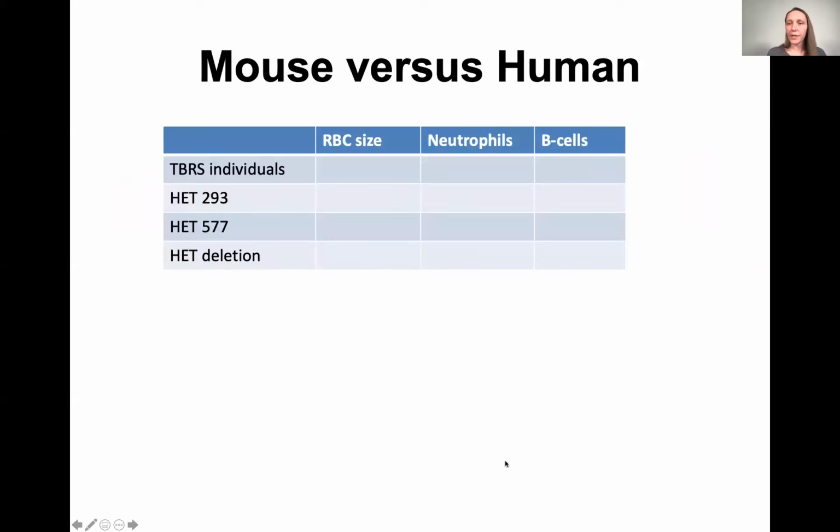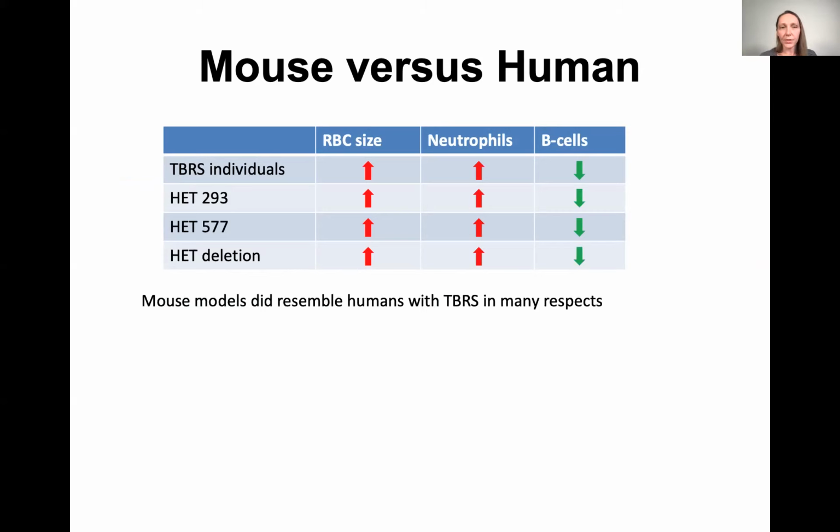And by and large, the findings that I described, we did find in the mice. So in our TBRS individuals, we saw that larger red cell size, and we saw that in all 3 of the mouse models as well. The neutrophils were increased in all 3 of the mouse models as well, just as they were in our TBRS individuals. And the B cells were similarly decreased in the TBRS individuals and in all 3 mouse models. So this means that the mouse models did largely resemble humans with TBRS in many respects.